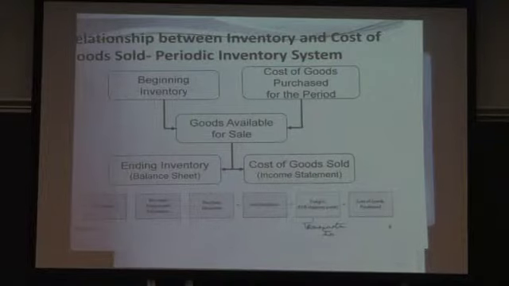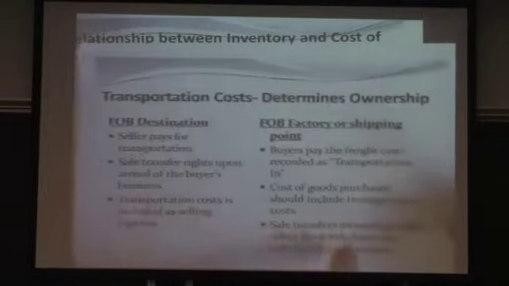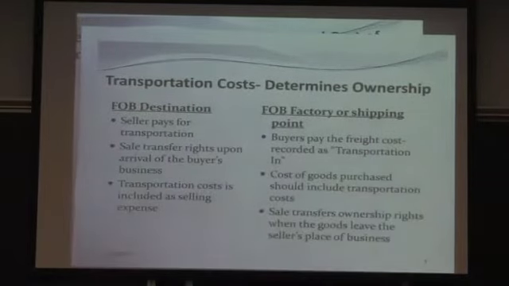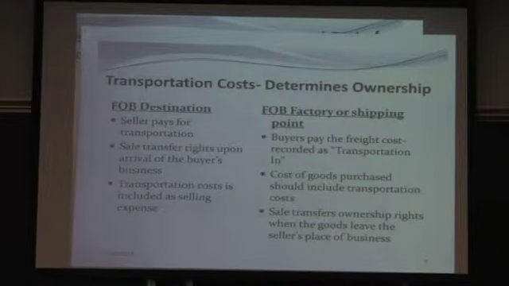Okay, now there's another term of shipment. It's called FOB destination, and what that means is that the seller pays for the transportation cost. That means that the sale transfers rights upon the arrival at the buyer's business. So the shipping term actually helps us determine the ownership of those goods in transit, and it also helps us dictate when the seller can recognize the revenue.